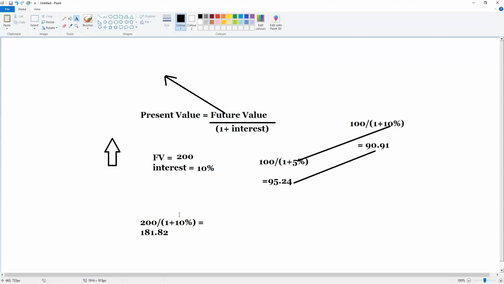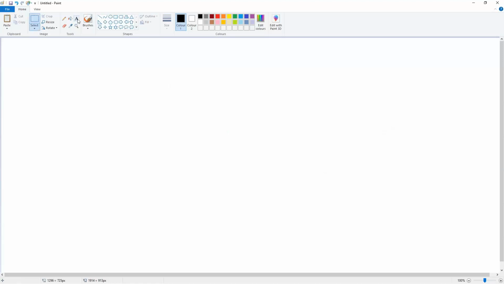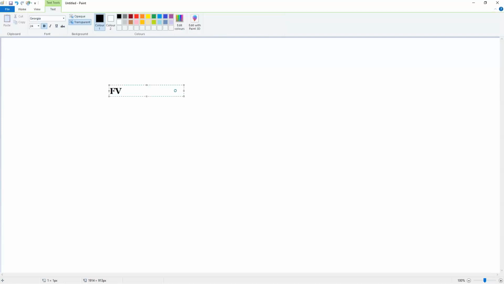Okay, so the idea of the time value of money is that, I'm just going to get rid of all of this because there's a lot on the screen, there is effectively a tension. There's a tension between the future value and interest rates.